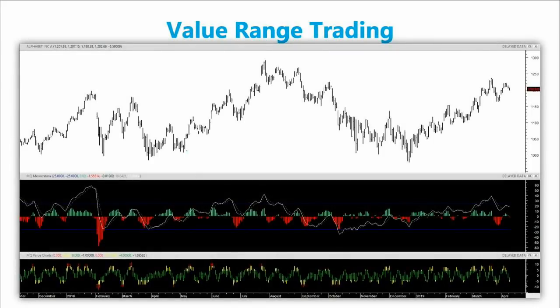All right, here's another example. This is Alphabet or Google. You can see when we're moving sideways here, when we're in this sideways compression pattern like this, we're looking to sell significantly overvalued and buy significantly undervalued. So we're buying down here, selling over here, buying down here, selling over here. Okay, making sense? Once we get back into a trending environment, we're going to higher highs and higher lows, right?